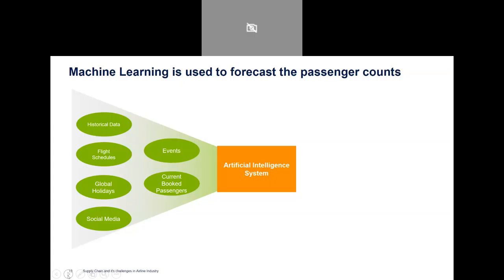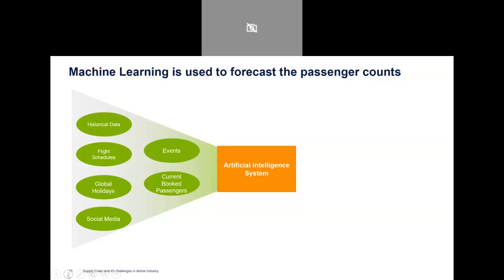We need to know how many passengers are flying on, let's pick a date, 20th of May. We need to know how many passengers are about to fly, and only 100 passengers have booked until now. So we need an intelligent system to predict how many passengers are going to fly on 20th of May. If we know this number accurately, then we can buy all the necessary products to produce food, or plan the ground staff needed to transport the luggage, for example.